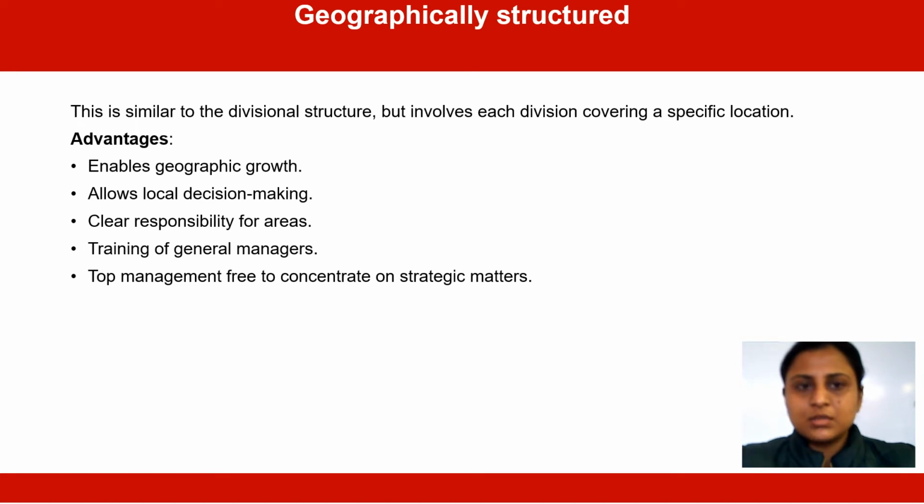Now next is the geographically structured organization. This is similar to the divisional structure but just involves each division covering a specific location. So for example, a global company may be split into different divisions based on geographic areas. For example, let's say there's a division that looks after the organization's Asian operations, and then another division that looks after European, and the other one looks after American locations.